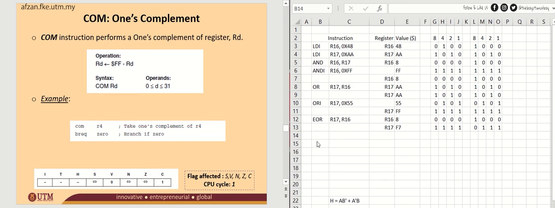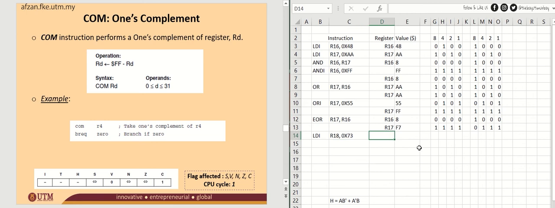Right, so let's do something like this. You put another register, load R18 with the value we're going to use, 73 for example, 0x73.